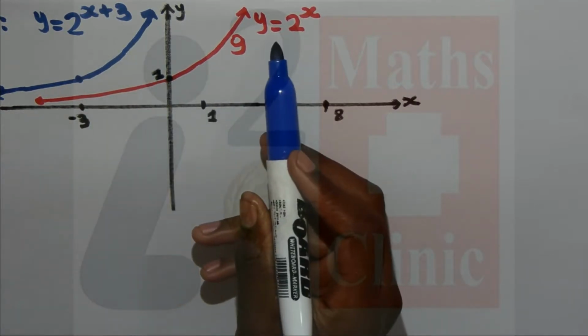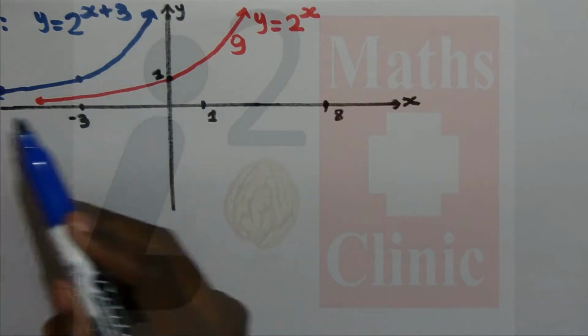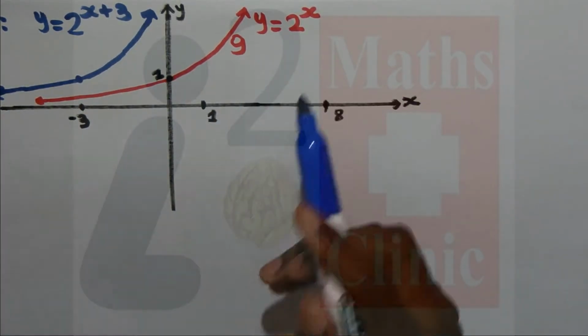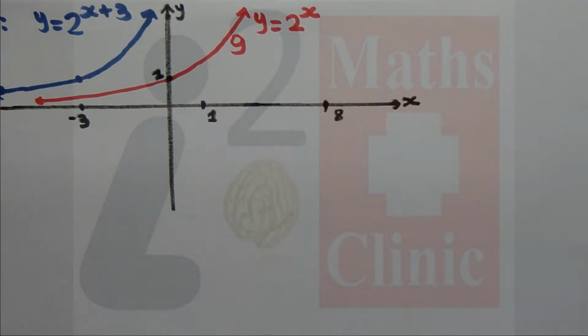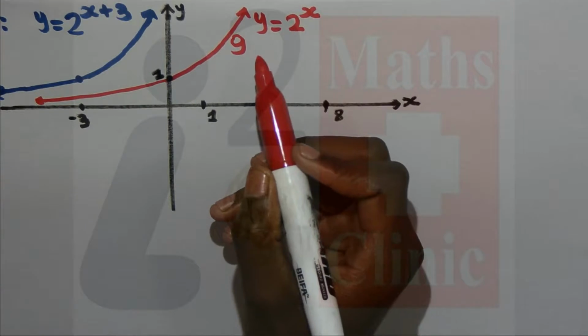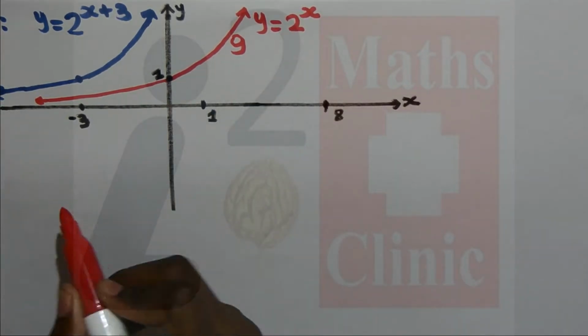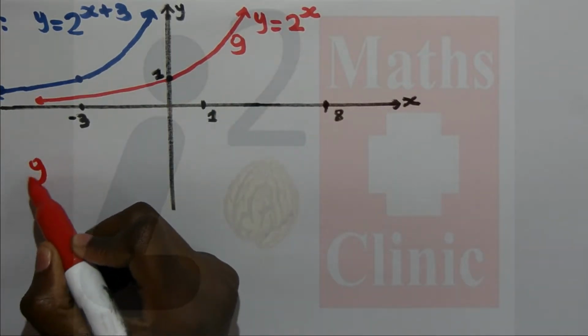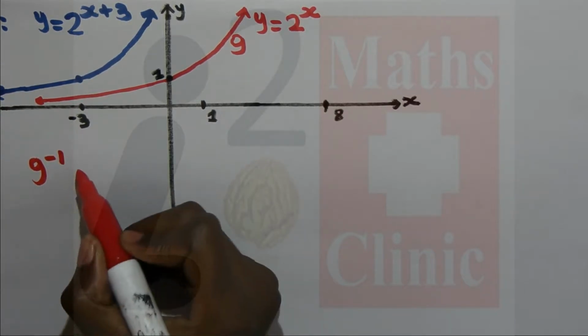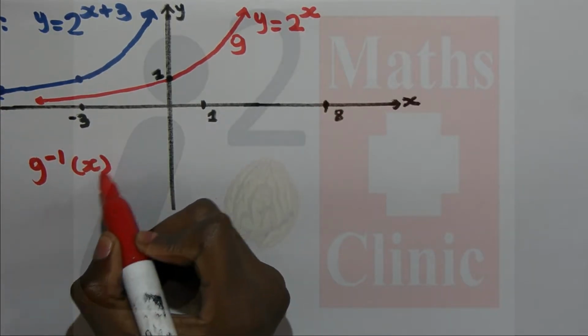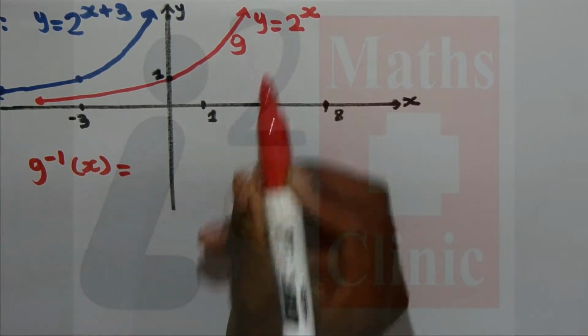Lena ngapha i-red ngu-g, f lena i-blue, u-g li-red. Equation yangu ngu-y equals 2 to the x. Now sifumane the equation of the inverse function ka-g neka f. So masiqale ngeka-g. Okay, inverse function ka-g, inverse function ba nala exponent in negative part. So g of x. Okay, so sifumane inverse function yalena i-function.